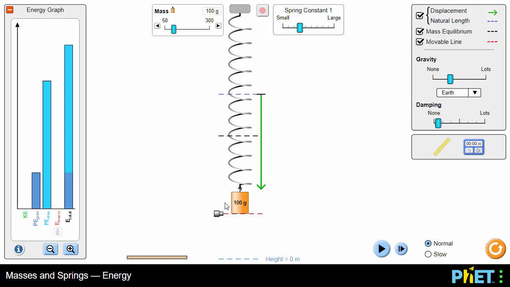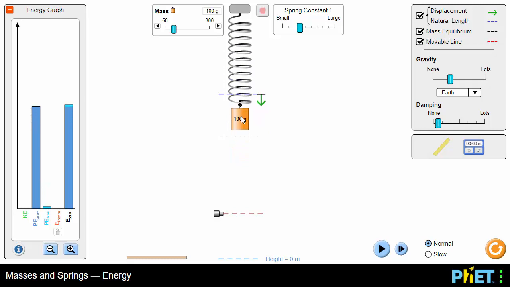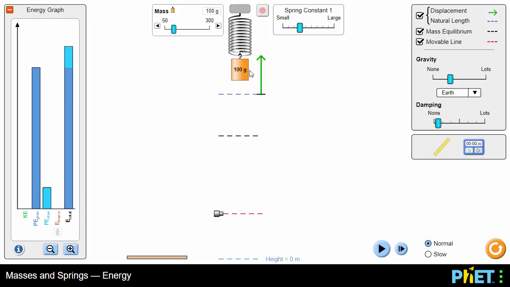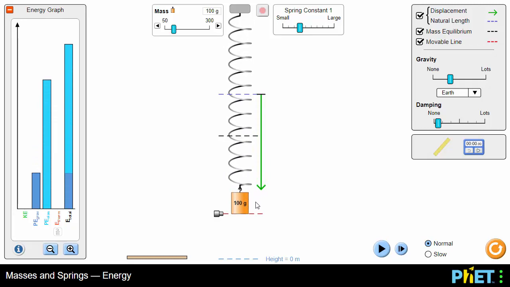So as I said, in this pause state, it's a useful state just to look at the different potential energies, because nothing's moving. And now you can see that my elastic potential energy is at a maximum because the spring is extended by its largest amount. And then as we move the mass up, we can see that when we get to the natural length of the spring, there's no elastic potential energy. And then as the spring is compressed, you can see the elastic potential energy increasing again. So just a reminder that having things paused is a good way just to look at the potential energies in the system. Let's put things back down there.